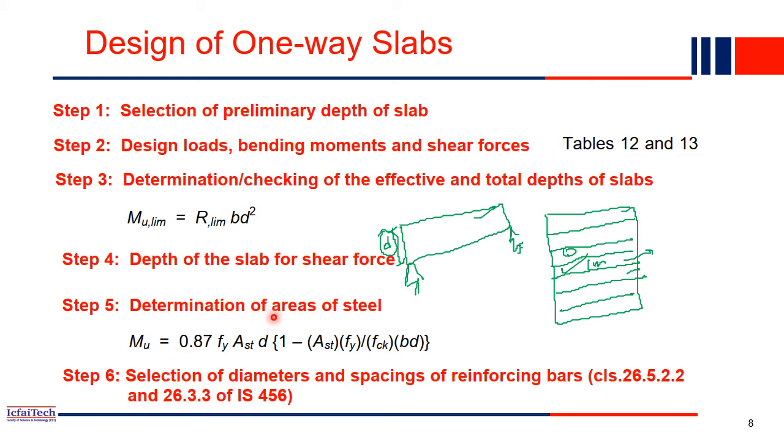Once you know the Ast value, meaning how much reinforcement you have to provide in 1 meter width, then you can find out what diameter of reinforcement we are providing and what is the spacing of reinforcement. That also you will get in the clause, some specifications you have to maintain. So these are the total 6 steps to solve any one-way slab design.